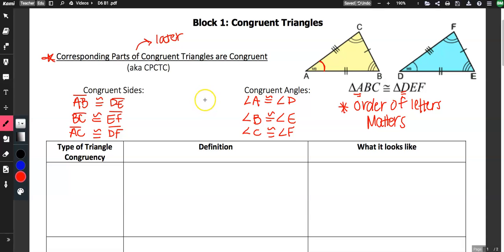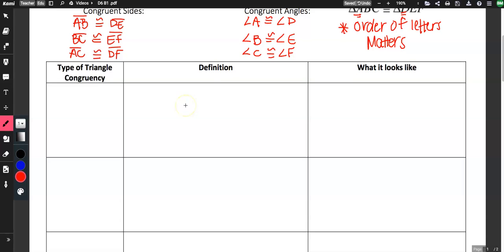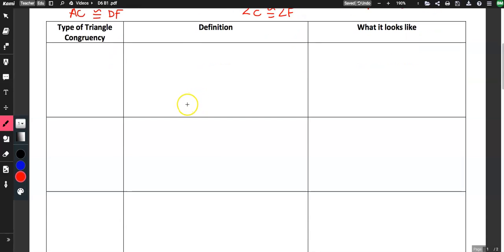That being said, let's talk about our types of congruency. There are a bunch of different ways that you can say that two triangles are congruent, depending on the information you know about those triangles. I don't actually have to know that every single side and every single angle is the same to conclude that they're congruent. Okay, so we're going to go through some of the different types right now.